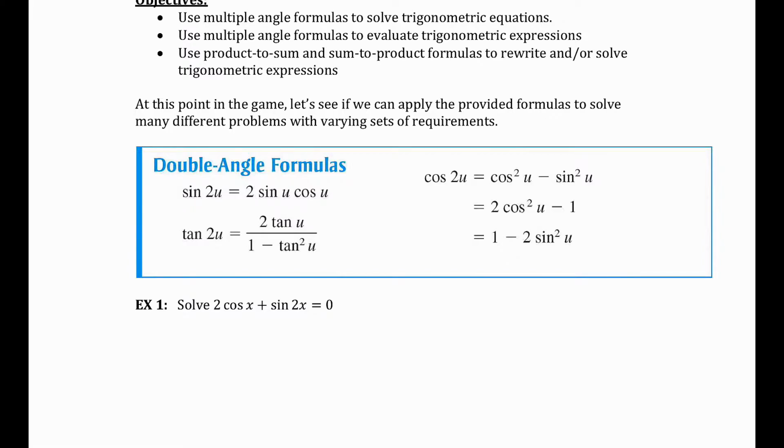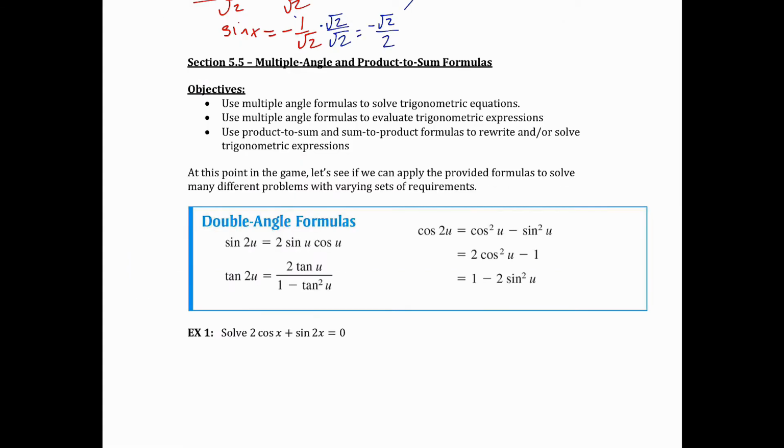The tangent of 2 times u is equal to 2 times the tangent of angle u over 1 minus the tangent squared of angle u. Essentially, anytime you see a double angle, you're going to want to use these, and you're going to want to identify what u is.